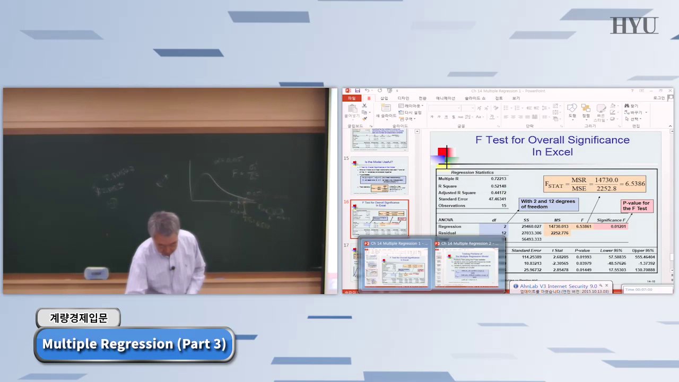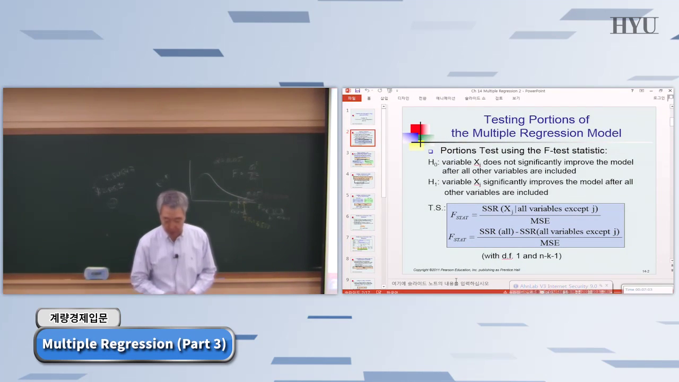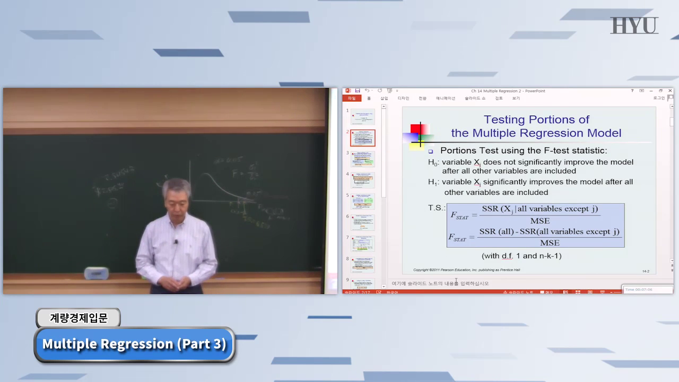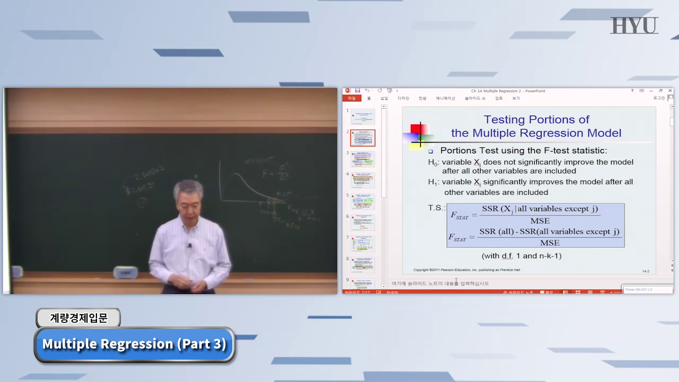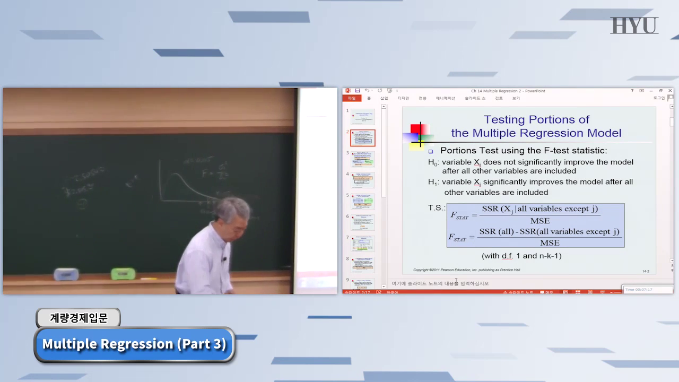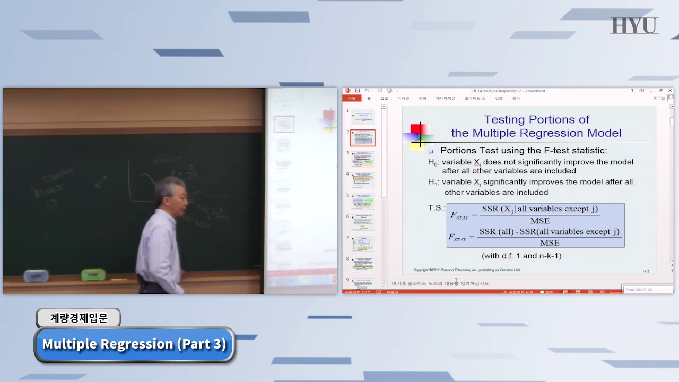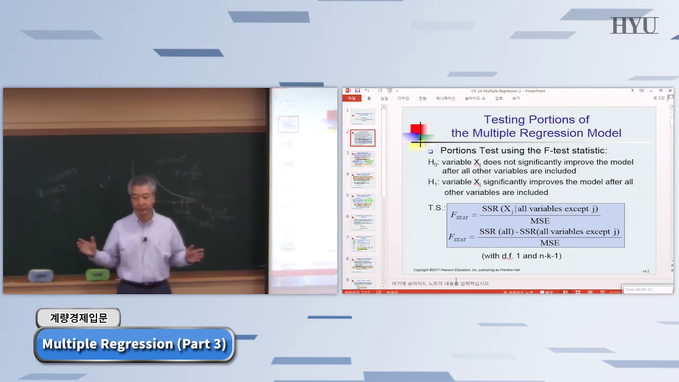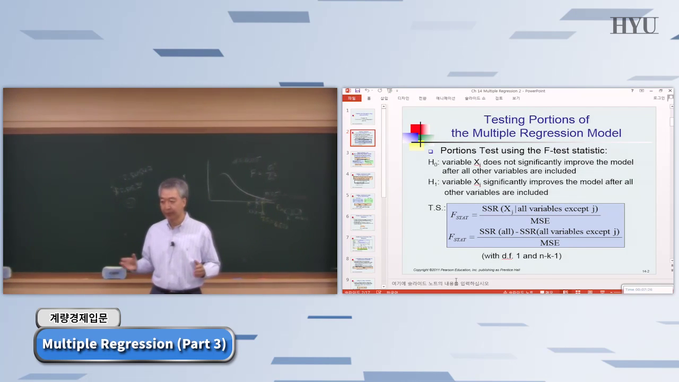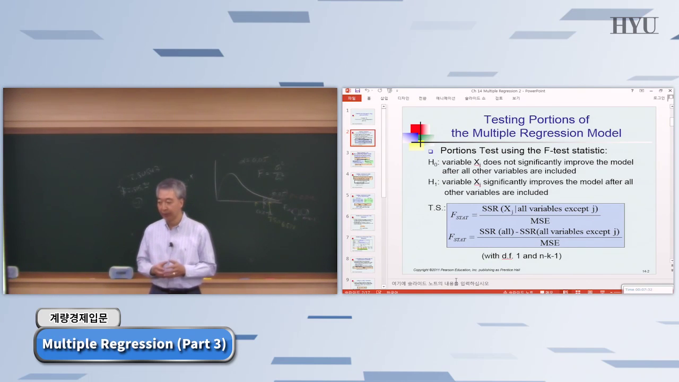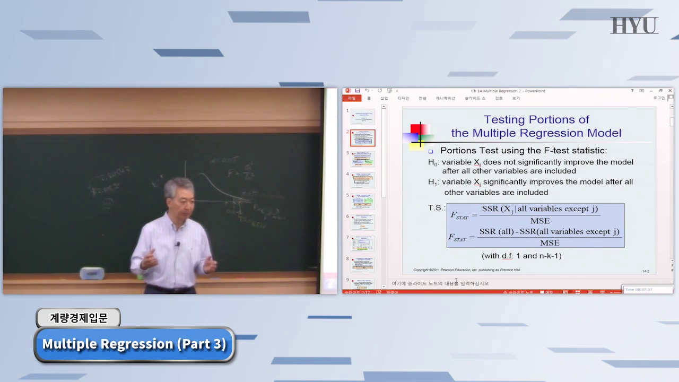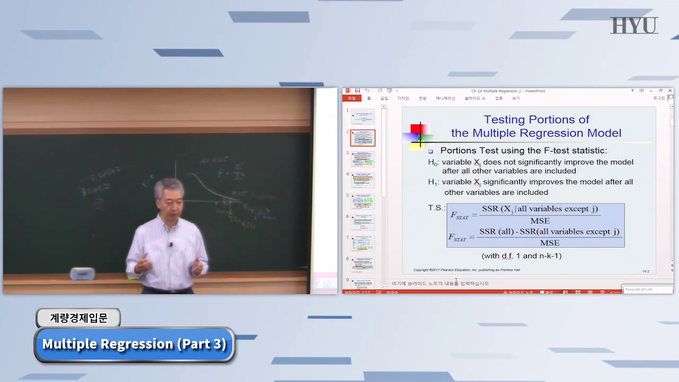Today, we're going to talk about a slightly different concept. We're still talking about the F-test, right? But it's called the portions test, a test about portions of the model, okay? In other words, instead of the global test, global meaning we're testing the entire model, we're going to test a part or portion of the model, if you have 5 independent variables in your model.